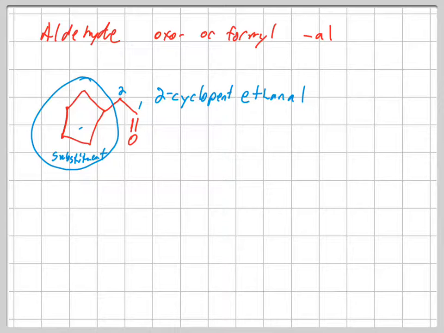Oop, ran out of room. Hold on, let me move that out of the way. Ethanal. 2-cyclopentylethanal. You see that even though there's more carbons in that ring, it's not the longest chain because we had to give the priority where the priority is required.